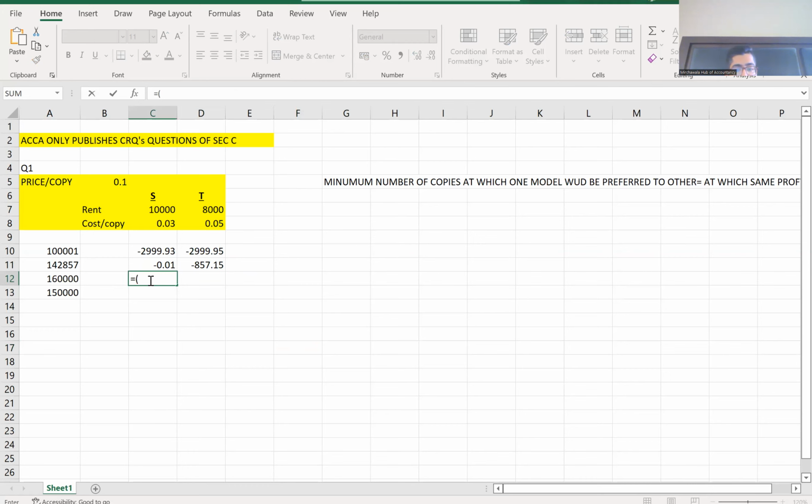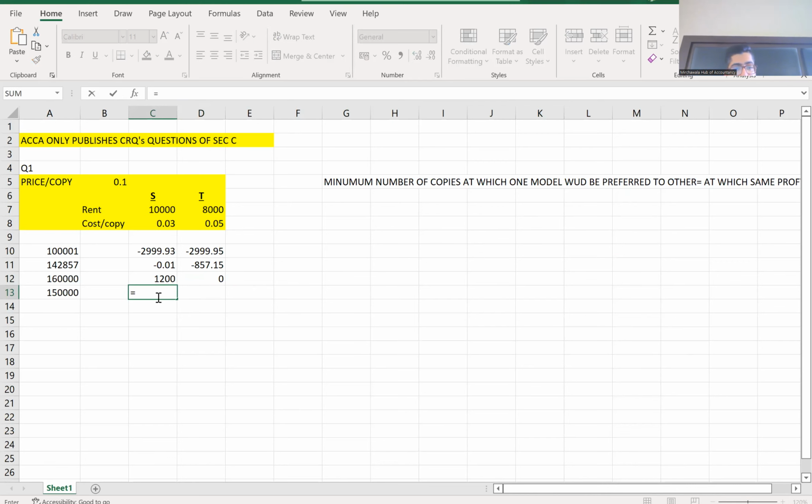For 160,000 copies, 0.1 is the selling price. Cost of S is 0.03 into 160,000 copies, minus rent of S, 10,000. And for T, 0.1 price, cost is 0.05 into 160,000 copies, minus cost of 8,000. See, profit is not the same on 160,000 copies.